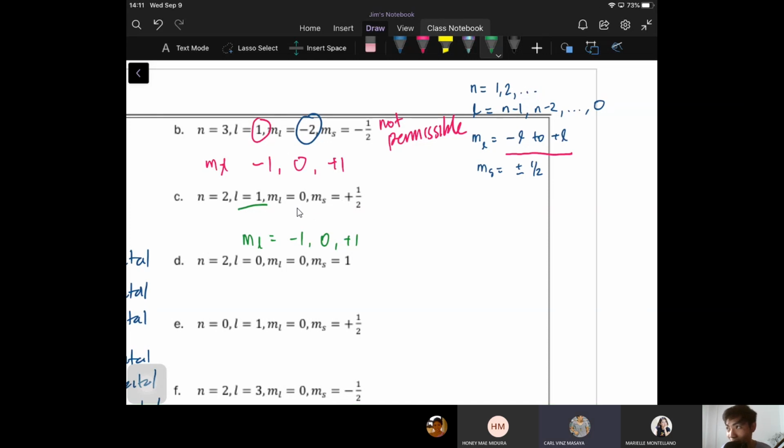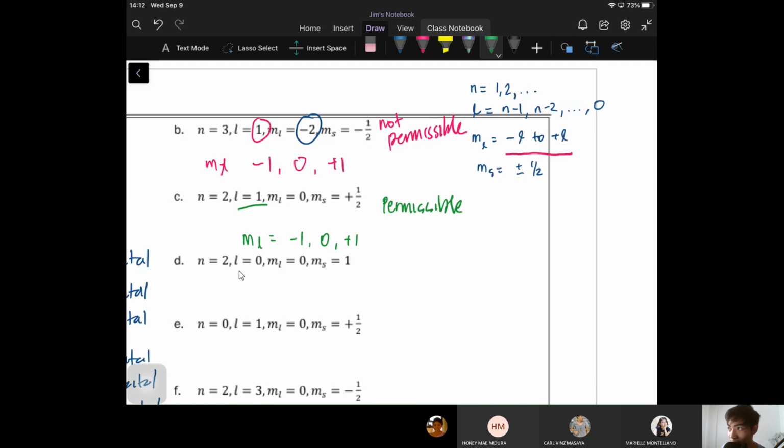Permissible ba yan or hindi pwede? Permissible po. Paano naging permissible? Kasi, explain natin si L. Permissible siya kasi yung L natin ay less than N. Less than 2 siya. So, okay yon. Yung ML natin ay within the range of negative 1 to positive 1. So, pasok siya doon, no? Nasa gitna eh. Yung MS natin, ang possible values lang doon ay positive at negative 1/2. So, this time, positive 1/2 na. So, lahat ng quantum numbers niya ay okay naman. So, that means that is permissible na. So, pwede yung ganyang set na.